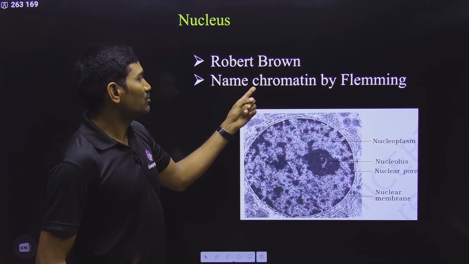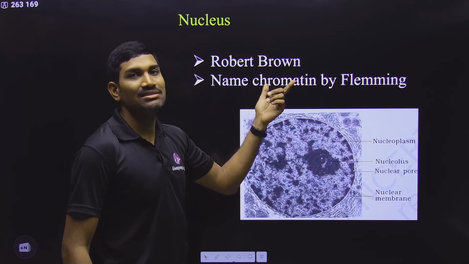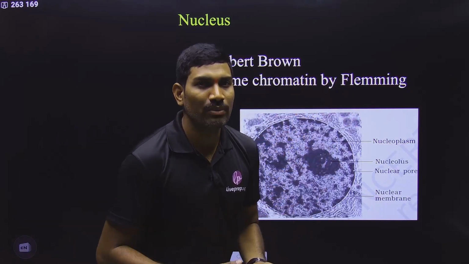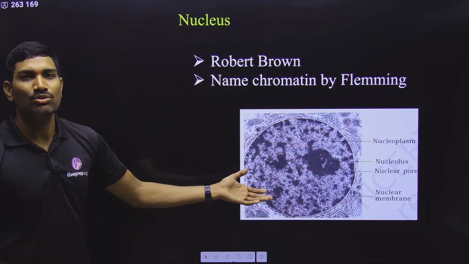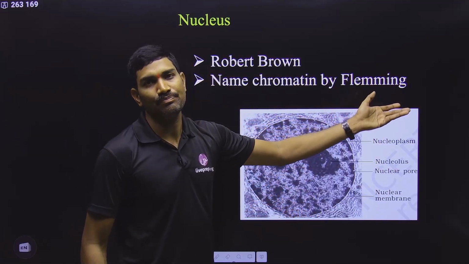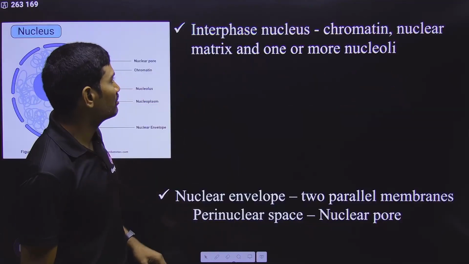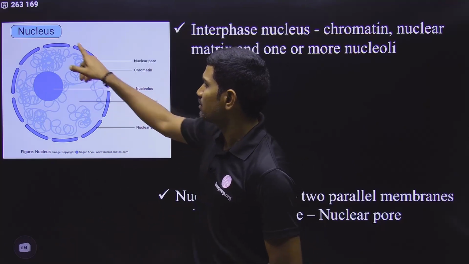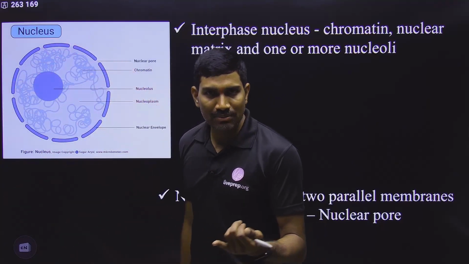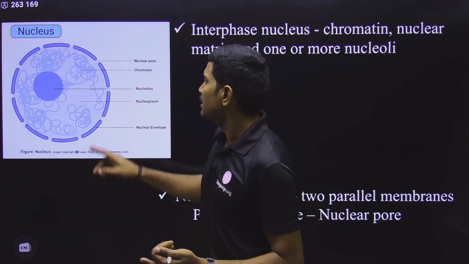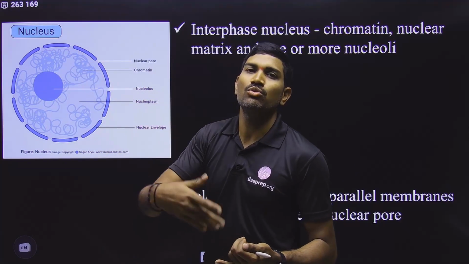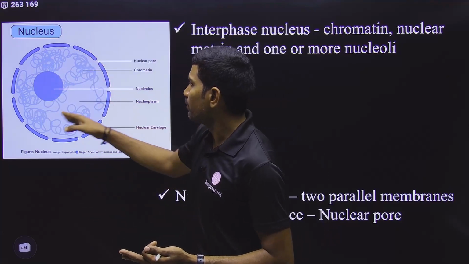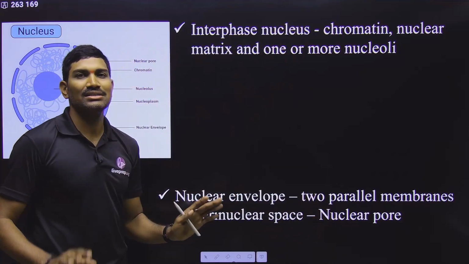So colored threads: chromatin, where chroma is color and tin is thread. Colored threads present inside the nucleus were observed by this scientist, and he gave them the name chromatin. So the name was given by Fleming. Please understand each and every logical word. Next, in the case of the interphase nucleus, we observe the nuclear membrane or nuclear envelope, the nucleoplasm also called nuclear matrix, the nucleolus, and along with this the chromatin. So these are the four important components.